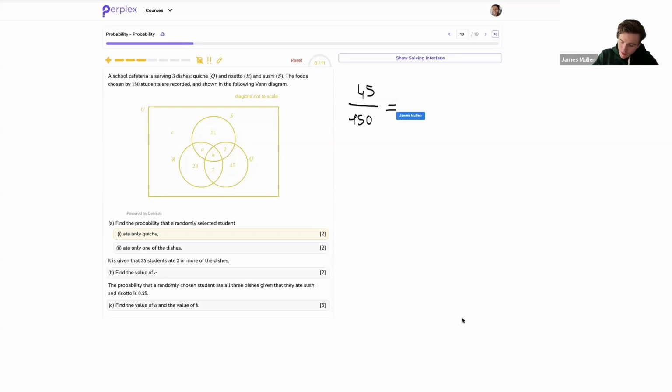I'll divide both of those by 5, I get 9 over 30. And divide that by 3. That's 3 over 10. Okay, so 3 over 10 is my answer to A II. To A I, I mean. A part I, and then A part II.